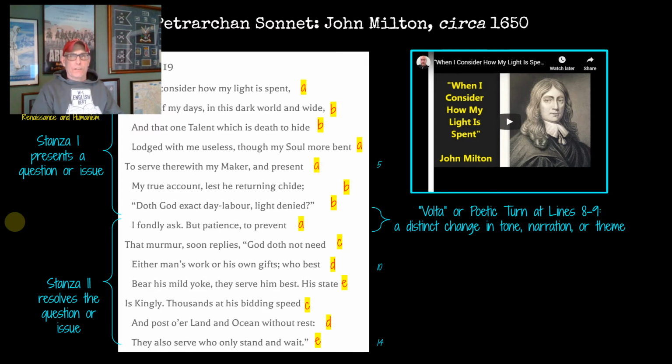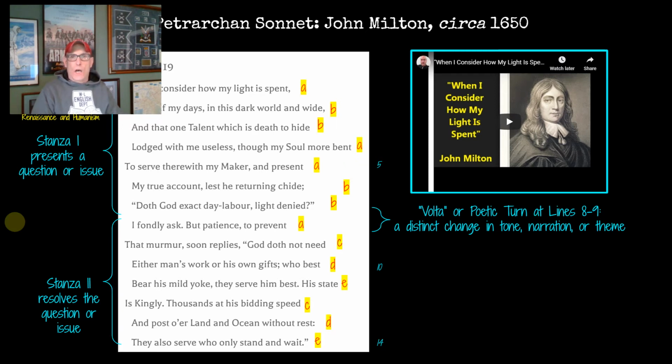All sonnets have 14 lines, but a Petrarchan sonnet has a particular form, whereas the first stanza, 7 lines, presents some sort of a question or an issue. And then the second stanza of 7 lines resolves that question or solves that issue philosophically or practically or thoughtfully, intellectually, if you will. And in the middle, around lines 8 or 9, there's a distinct change where the poet goes from presenting a question or issue to resolving it. Now we call that sort of change a turn. It's a distinct change in tone, narration, or theme.